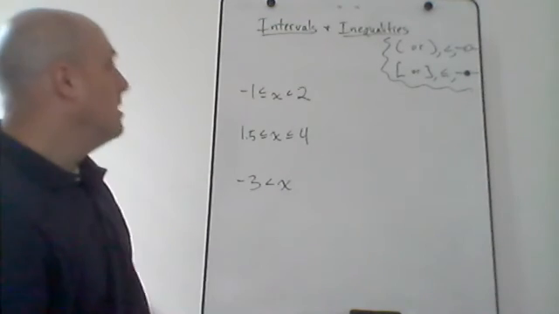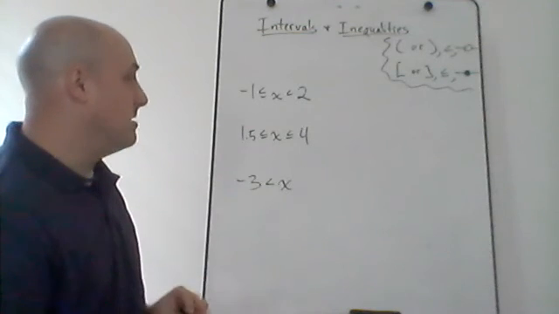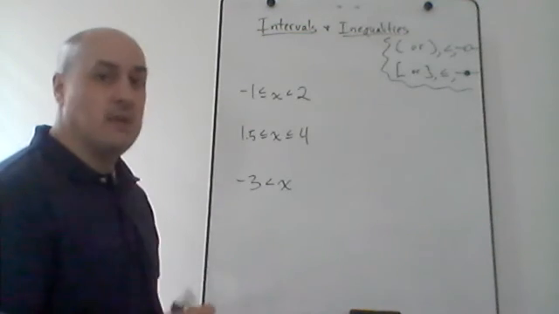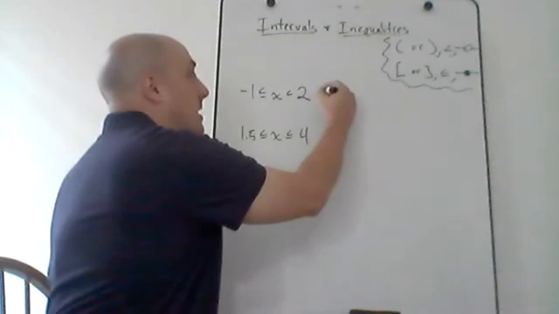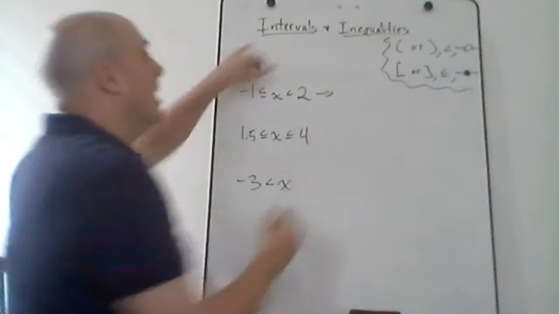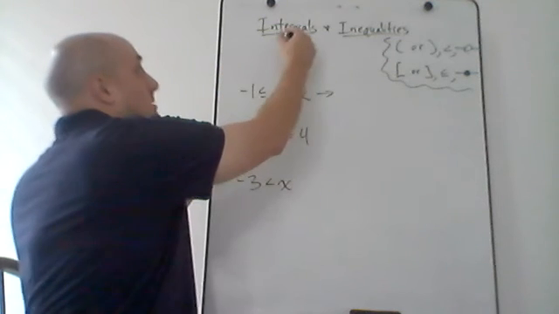All right, negative 1 is less than or equal to x is less than 2, and I want to write that in interval notation. Again, when it says interval notation, that's the one with the parentheses and brackets.